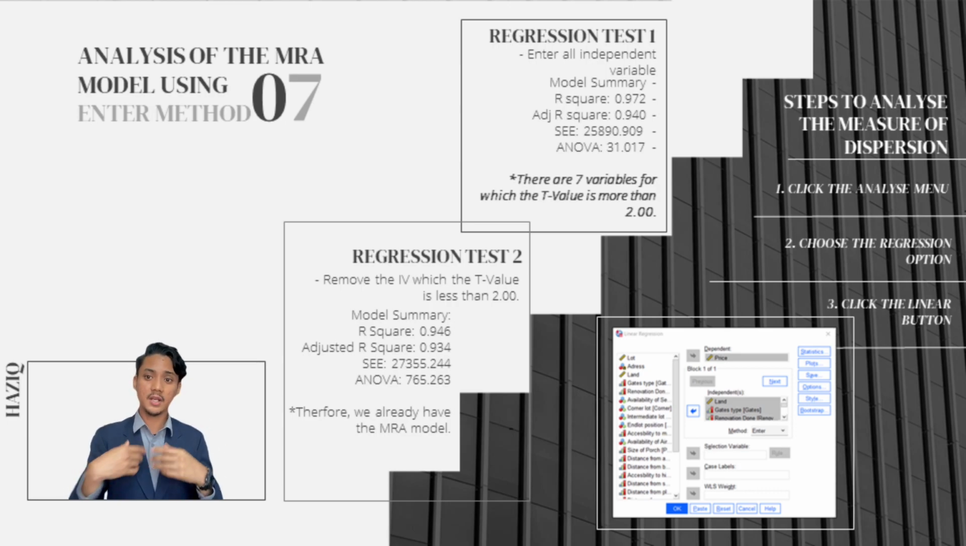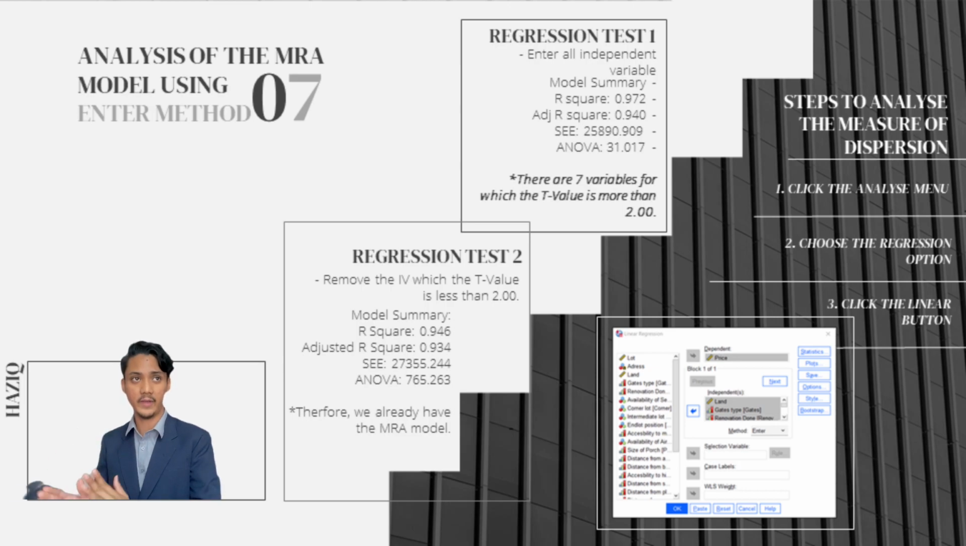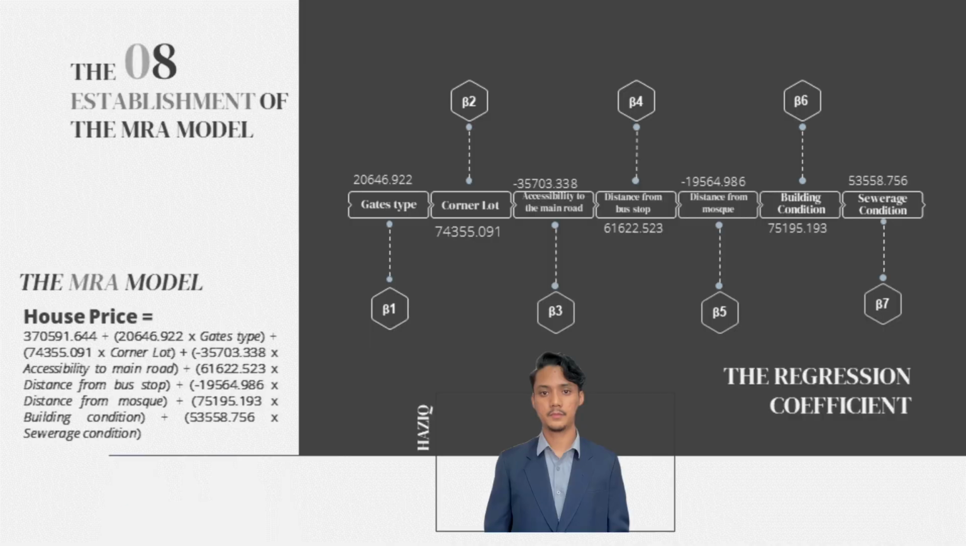Then we do the second regression test, where we remove all the IVs for which the t-value is less than 2, and the result of the model summary for the test is R square equals 0.946, adjusted R square equals 0.934, the SEE equals 27,000, and ANOVA equals 700 plus. Therefore, we already get the MRA model.